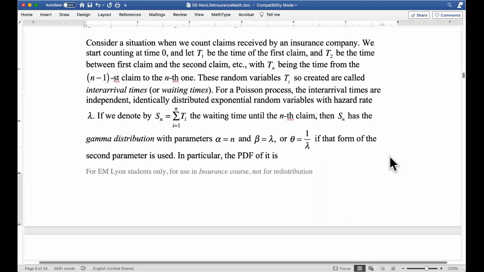If we denote by S_n the sum from i equals 1 to n of Ti, the waiting time until the nth claim, then S_n has the gamma distribution with parameters alpha equal to n and beta equal to lambda. So we already talked about the exponential distribution, and it shows up over and over in the description of what we're working with. But I'm noting to you also that if you add independent, identically distributed exponential random variables, then the sum has the gamma distribution. The gamma distribution has two parameters. One parameter is the hazard rate of those exponential distributions that we're adding, and the other is the number of those exponential distributions that we're adding.